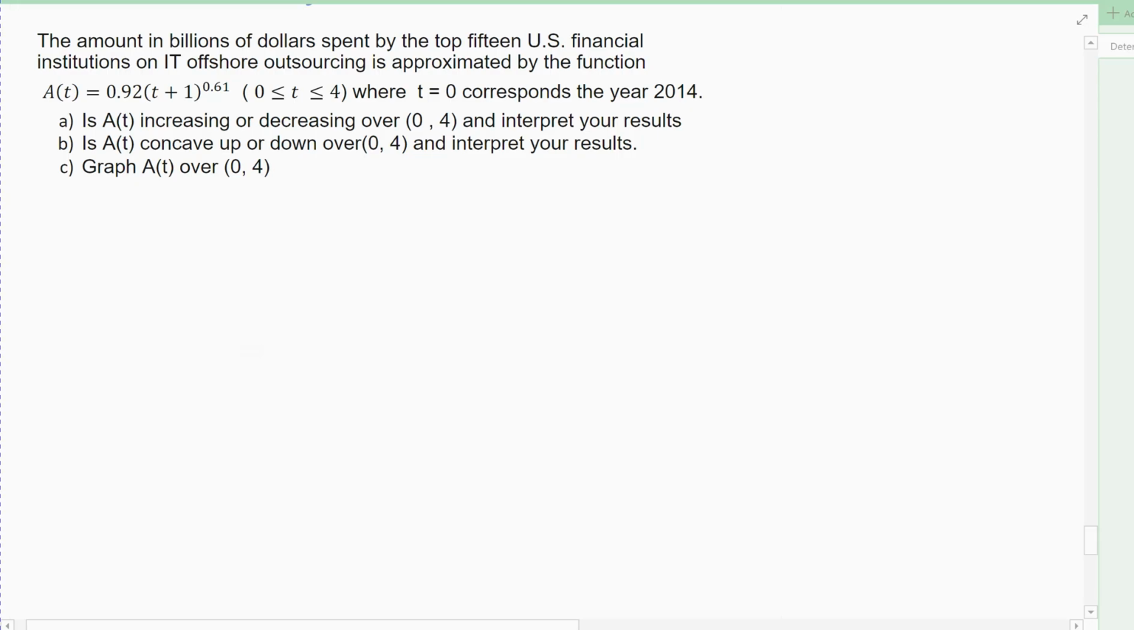The amount in billions of dollars. So this was the last application. I'm actually going to start with part C, and I'll get to why. All right, so first the problem.